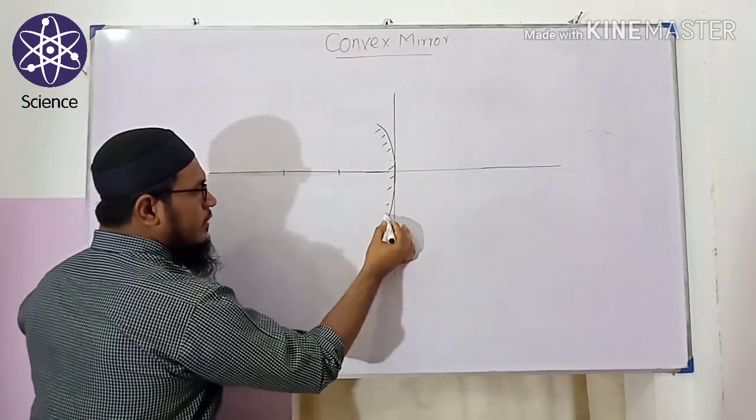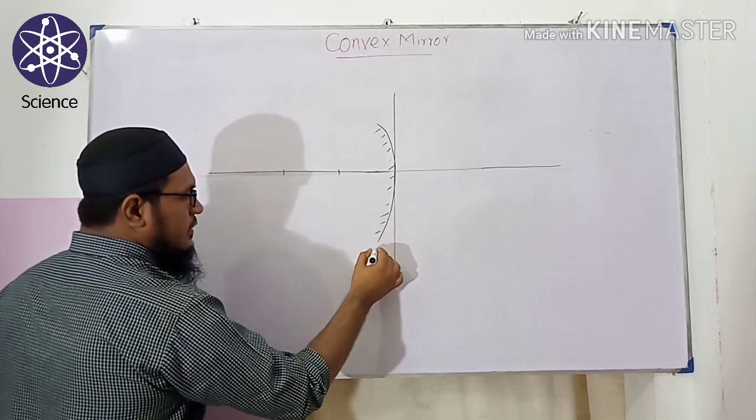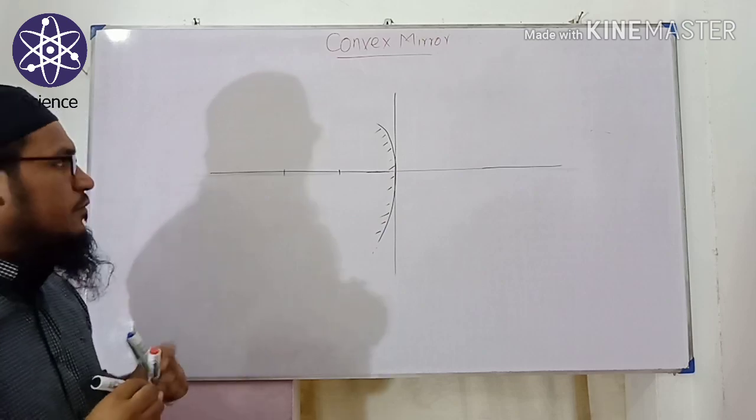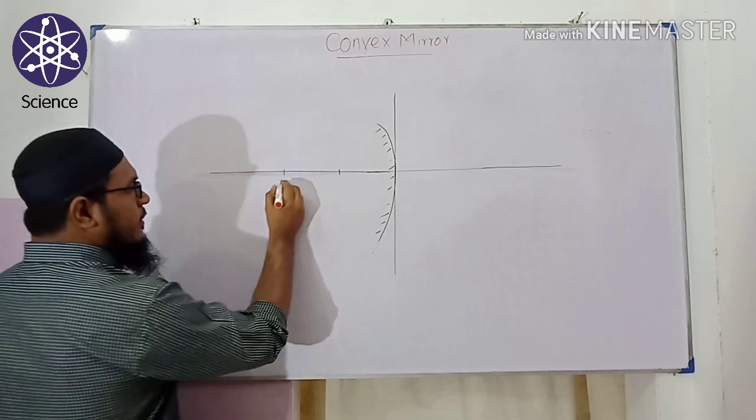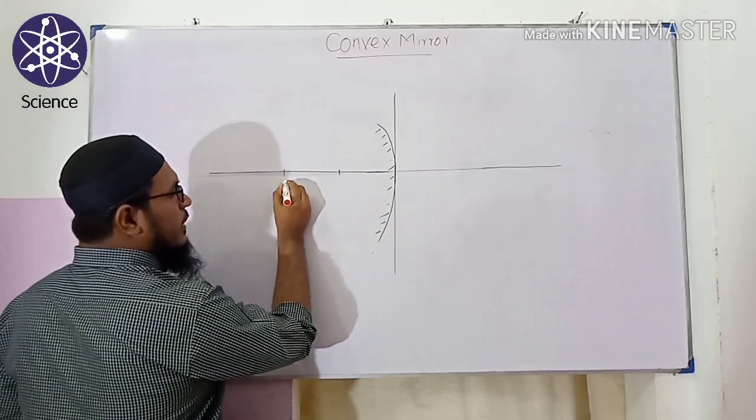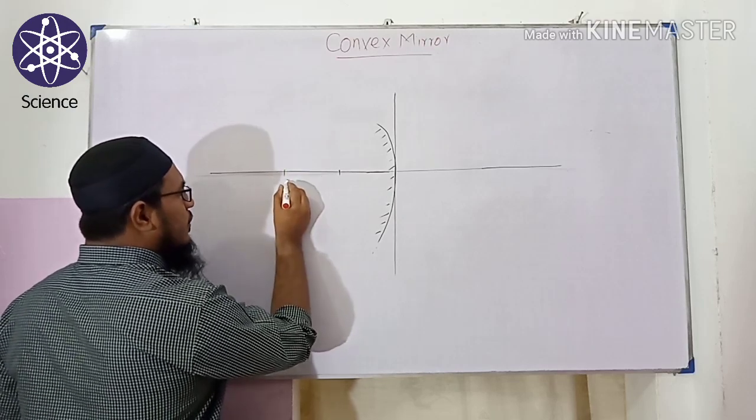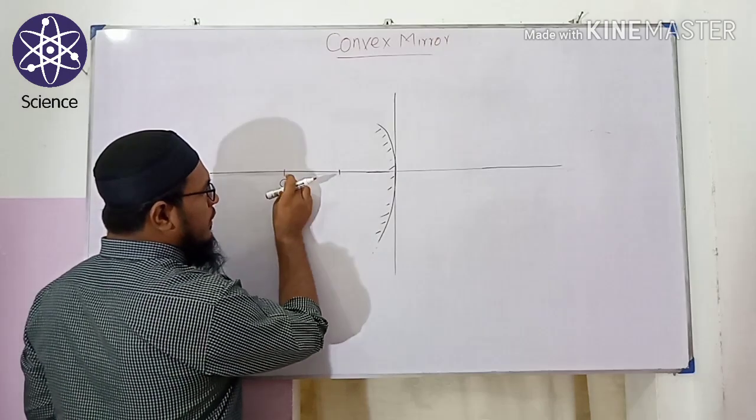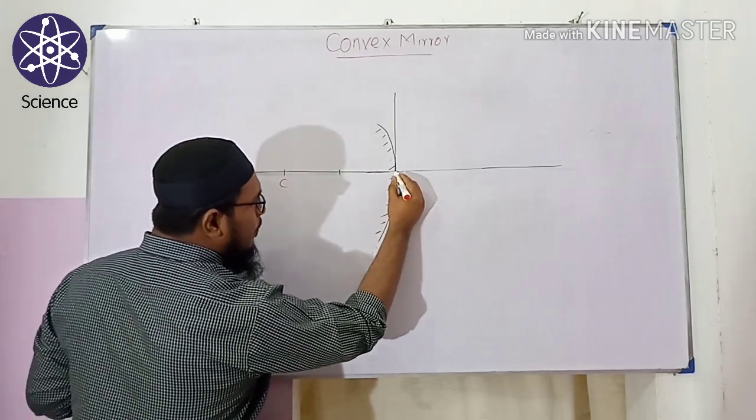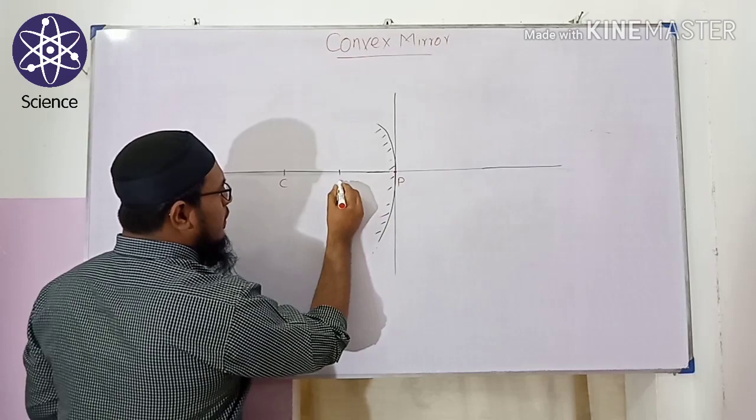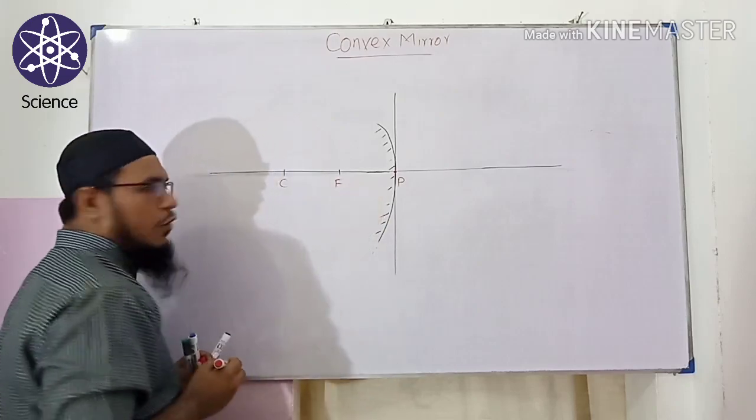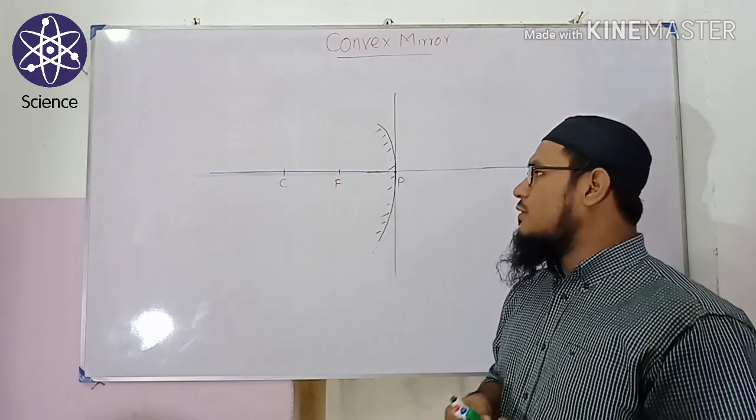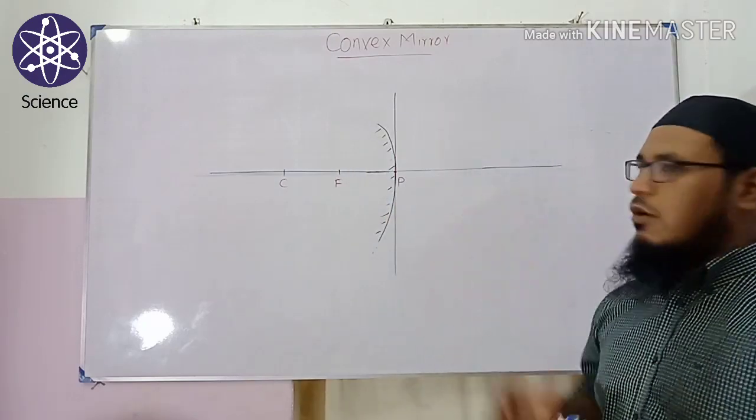So we know that this convex mirror has been derived from a hypothetical sphere. The center of the sphere is called the center of curvature. We denote it by C, and the midpoint between the center of curvature and the pole is called F, the focal point. We have already described this in detail in our first and second videos. So today we are going to draw the ray diagrams.